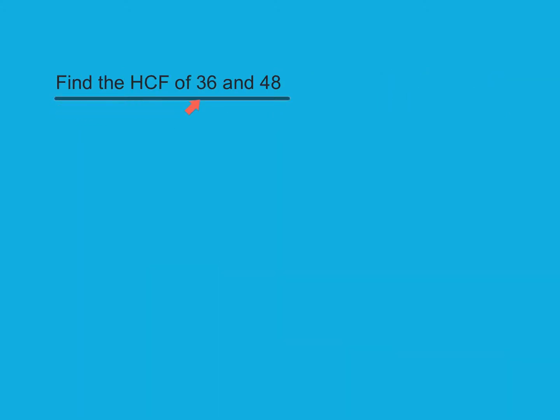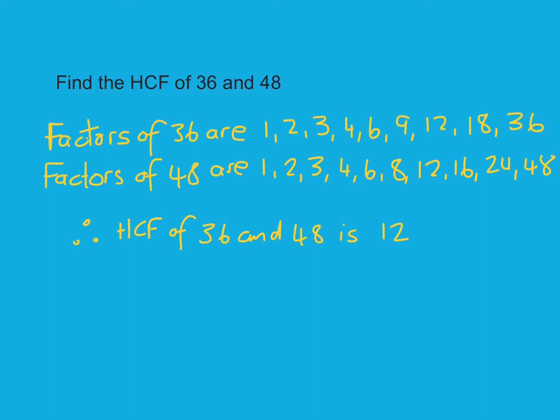Alright, so you can do a little bit of practice now. Find the highest common factor of 36 and 48. Put the video on pause and come back when you're ready. Alright, so how did you go? So the factors of 36 are 1, 2, 3, 4, 6, 9, 12, 18 and 36. And there are the factors for 48. So therefore, that's the little symbol for therefore, the highest common factor of 36 and 48 is 12.